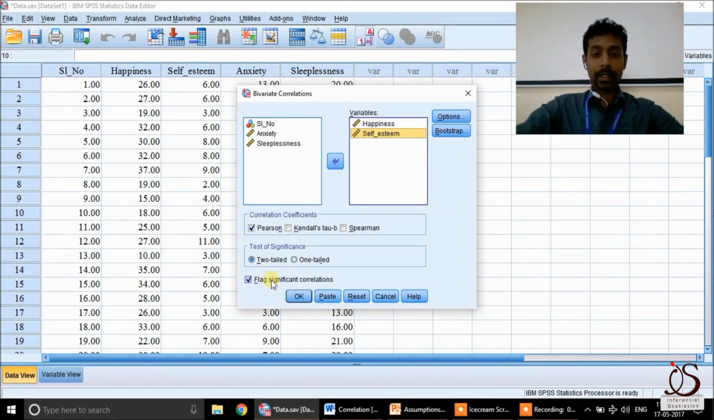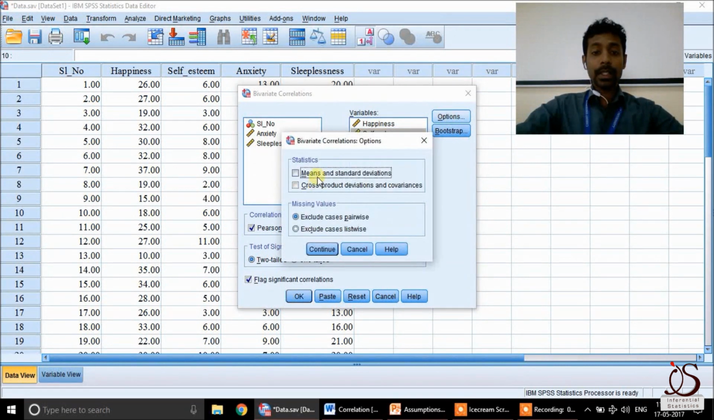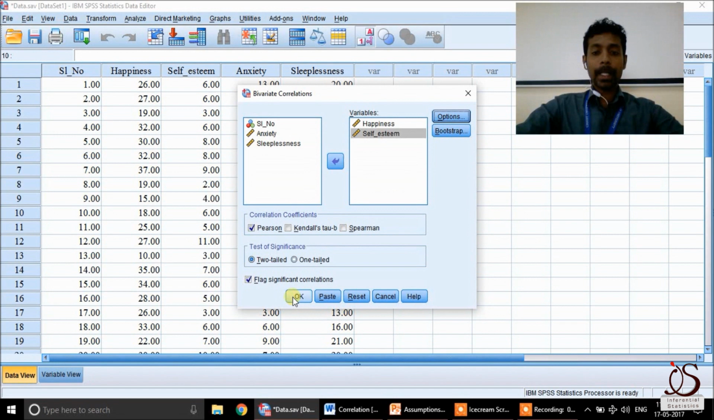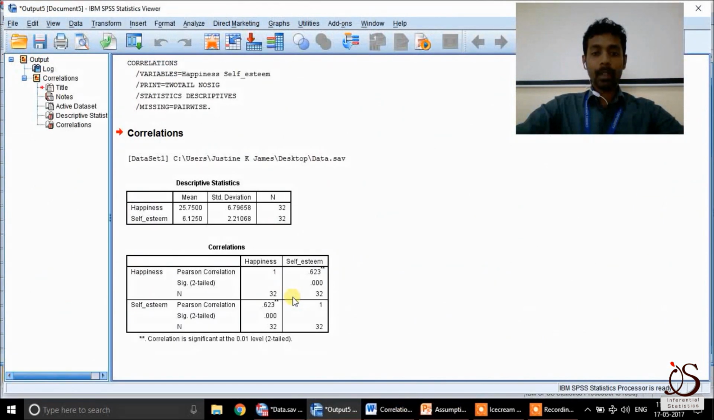By default it is there. I would suggest keeping mean and standard deviation also. That will help us to make the table in a better way. Now click OK. It's very simple. So we have variables here, happiness and self-esteem. Now look at the table. The first table is descriptive statistics, which gives us mean values, standard deviation values and sample size.